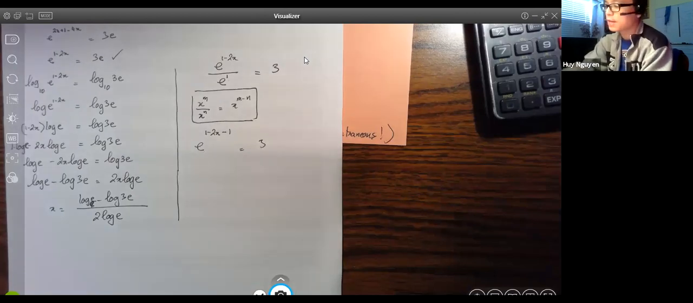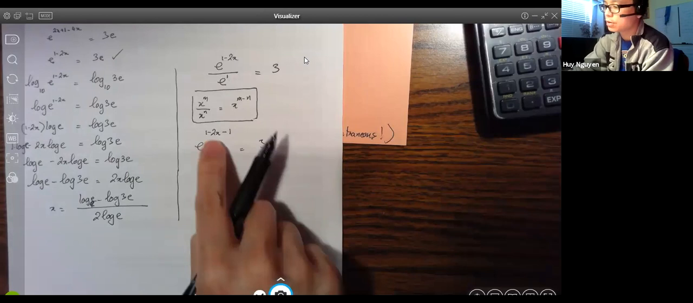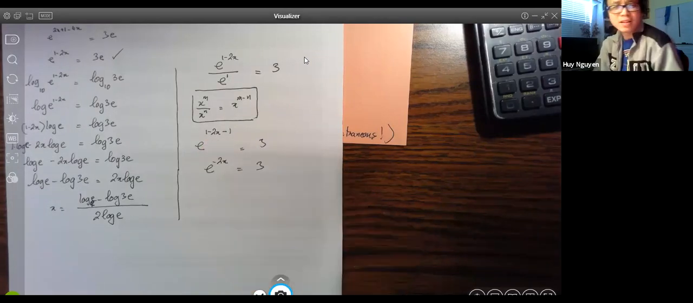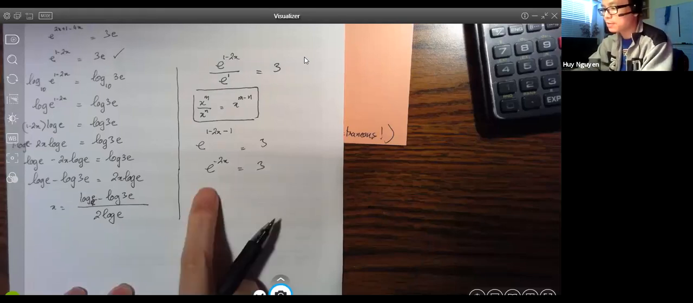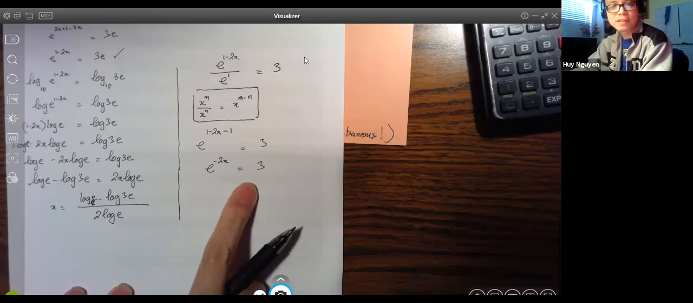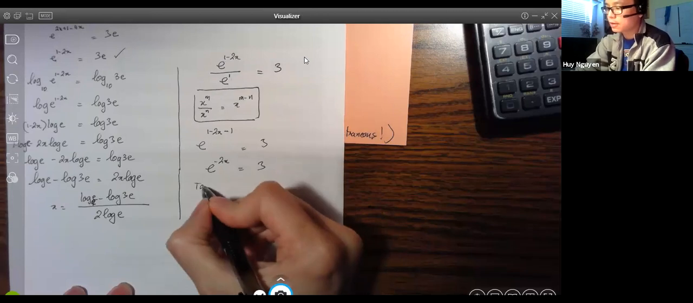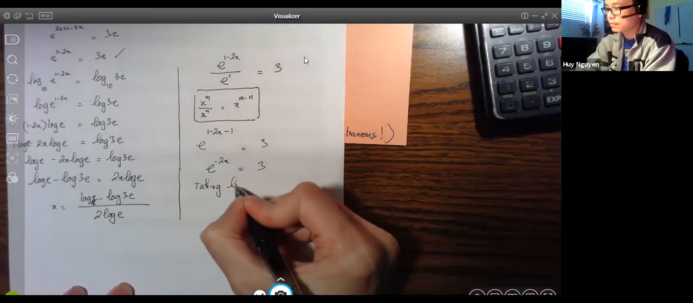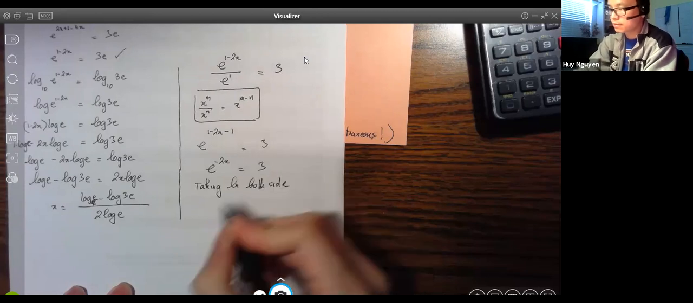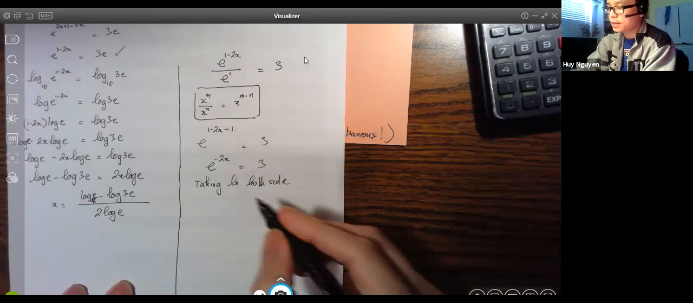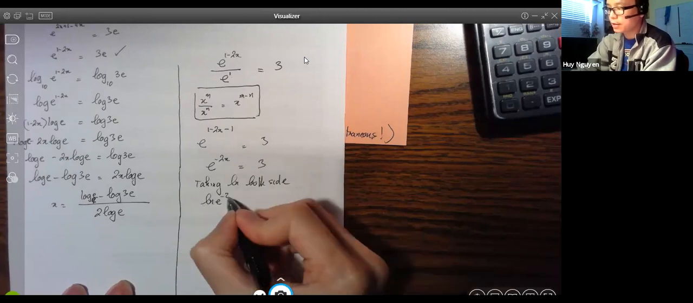Okay, then I simplify a little bit. 1 minus 1 is 0. So I have e to the negative 2x equal 3. You see that? It's much simpler. You see, now the equation you have is much simpler. Okay, now I'm taking natural log, ln of both sides. So I have ln e to the negative 2x equal ln 3.